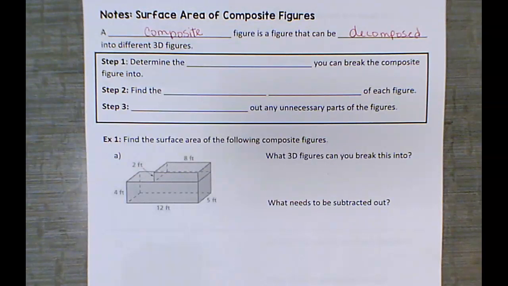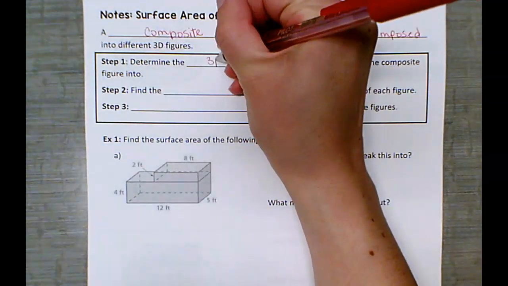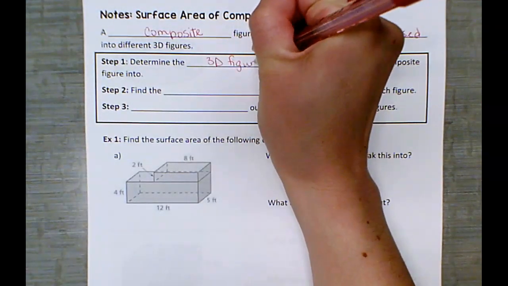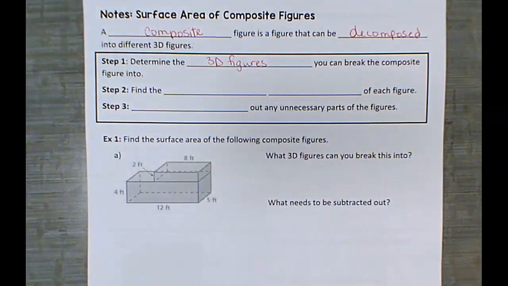So there are 3 steps to follow. First, you need to determine the 3D figures you can break the composite figure into. So they're going to be your basic 3D figures. Some of them will be polyhedrons like prisms or pyramids. Some of them will be cylinders or cones. So figure out what 3D figures you can break the composite figure into.